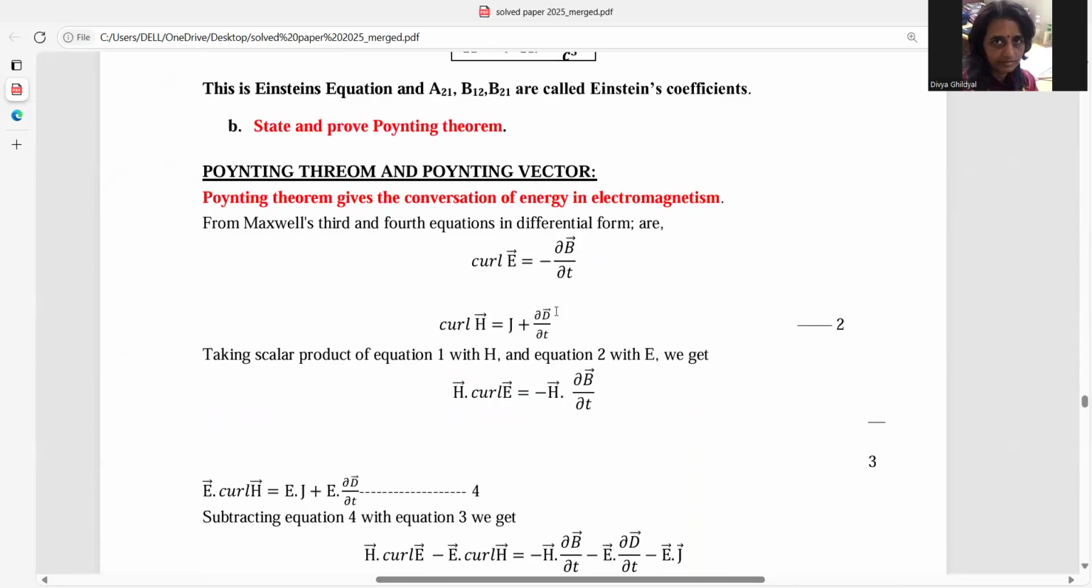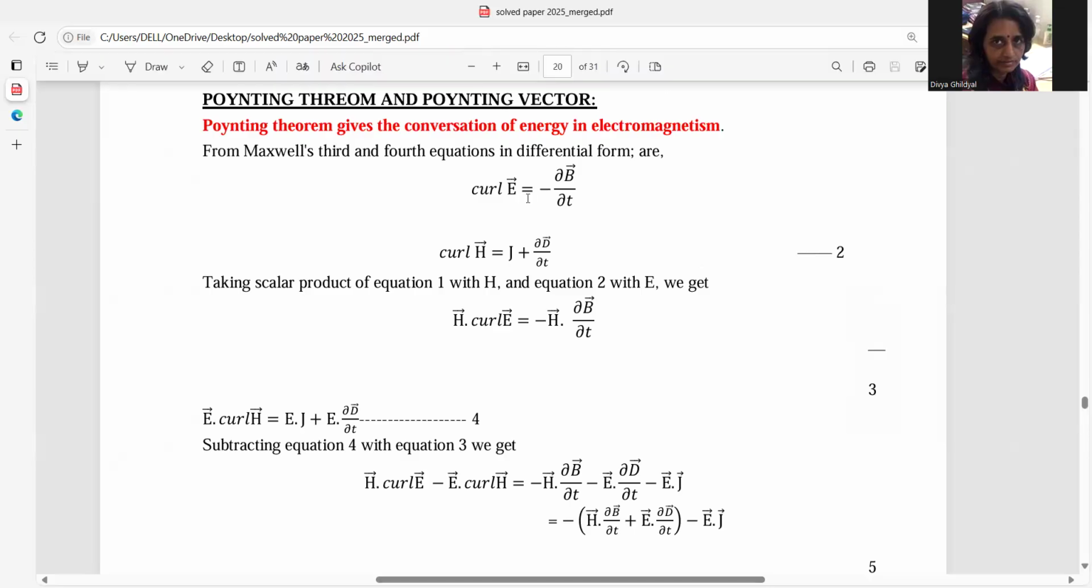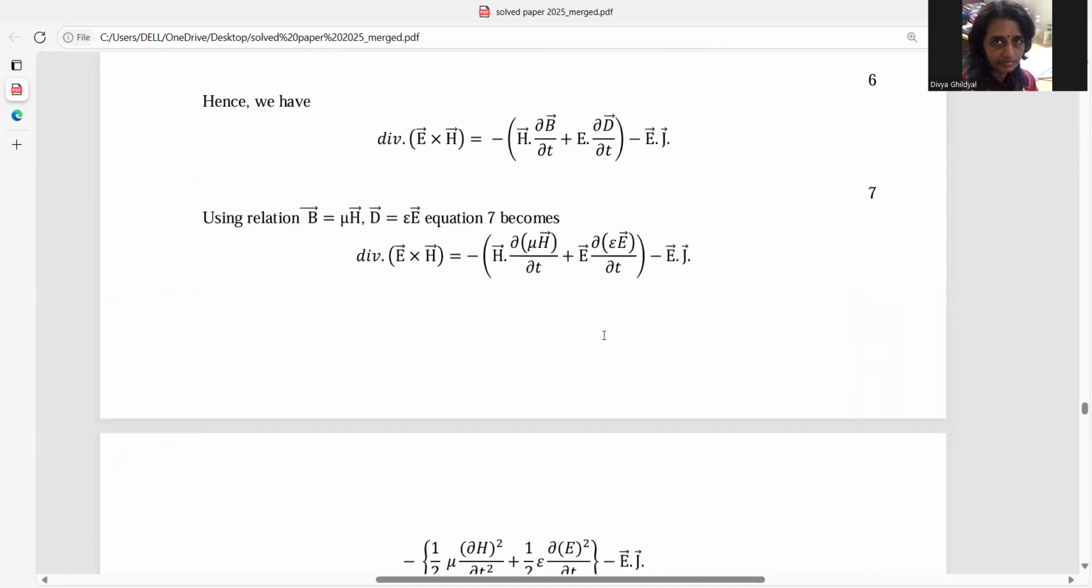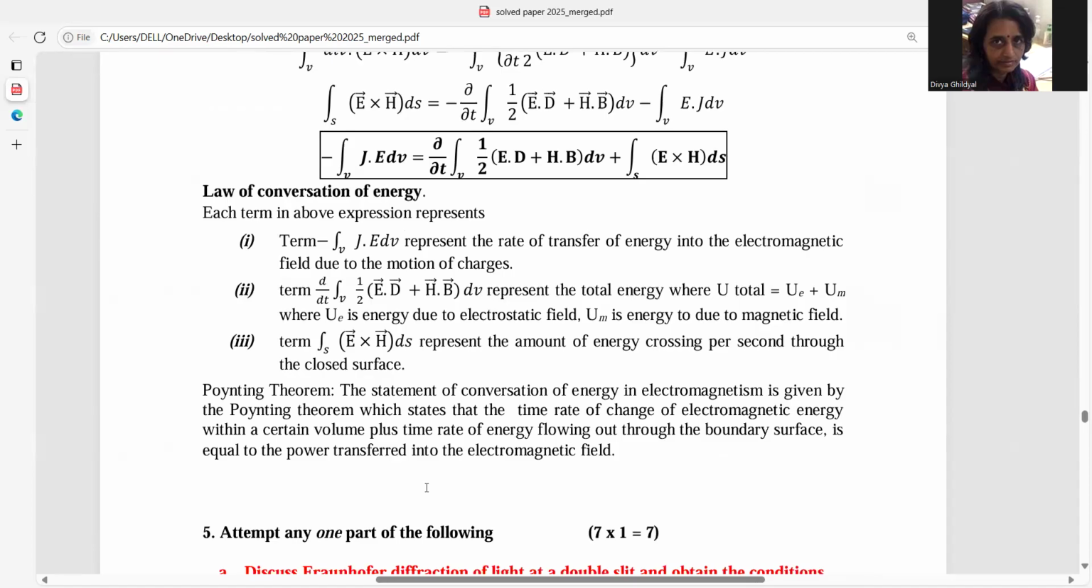State and prove Poynting theorem, it is very important. It comes approximately every year. Poynting tells us about the energy of an electromagnetic wave. So you write Maxwell's third equation and Maxwell's fourth equation, multiply the third equation by H, multiply the fourth equation by E, subtract them, apply the formula of curl, and use the relations B is mu naught H, D is epsilon naught E.